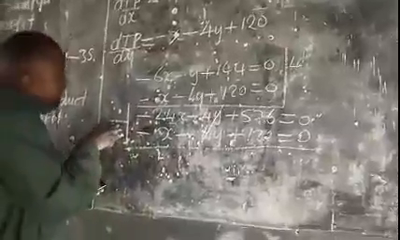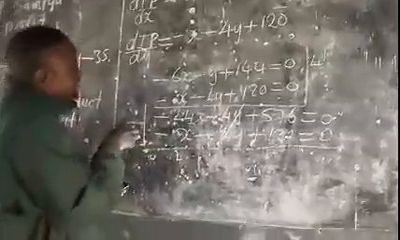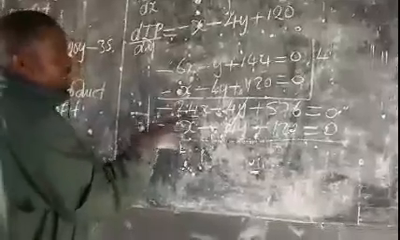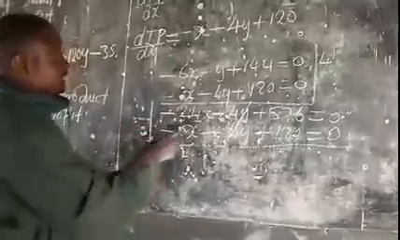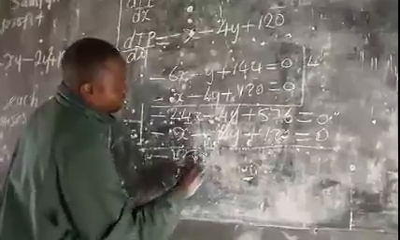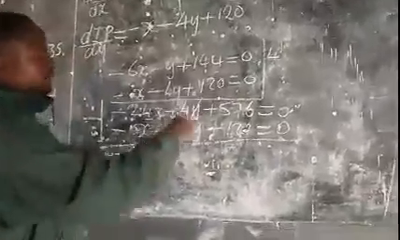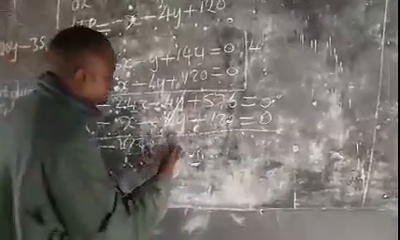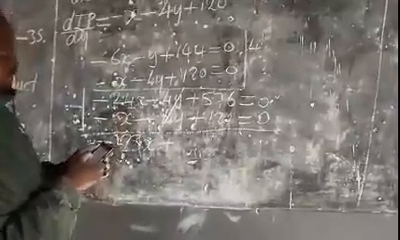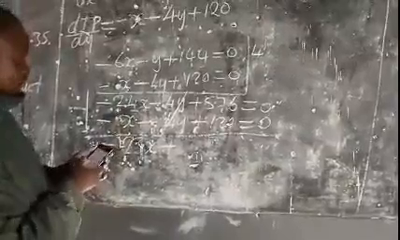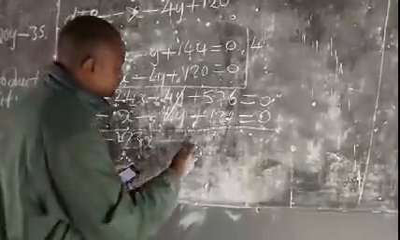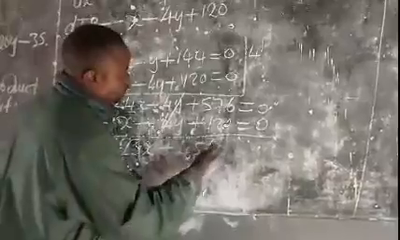Then this negative 24x minus negative x. This and this will be a positive, and it will be subtracted from that, and it will be negative 23x. Already we have cancelled that. Plus 576 minus 120 is giving us 456, which is equal to 0.